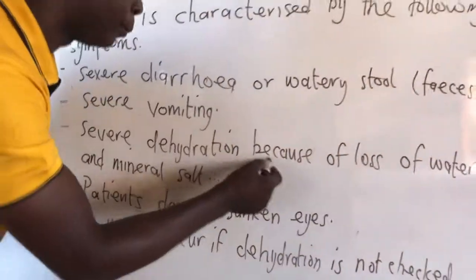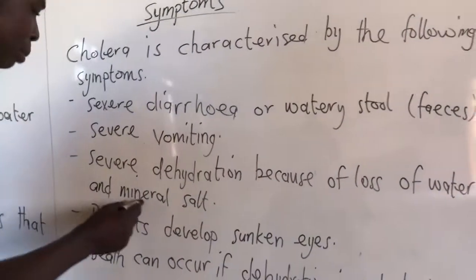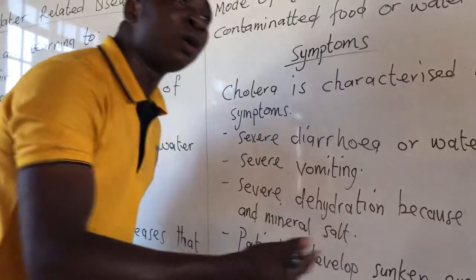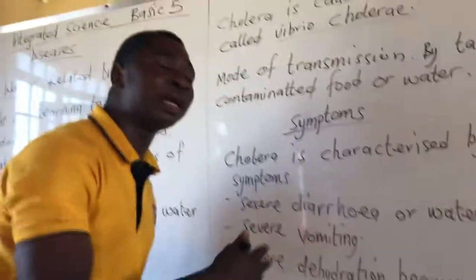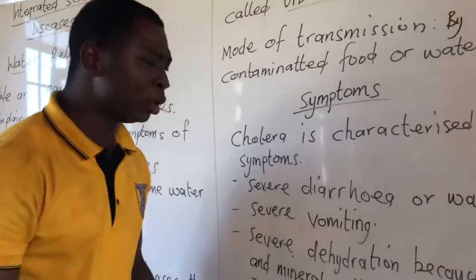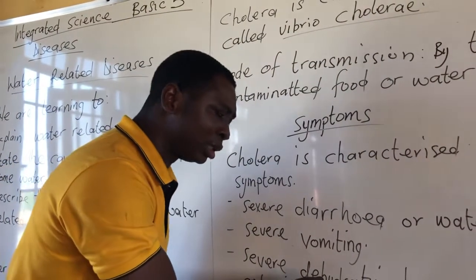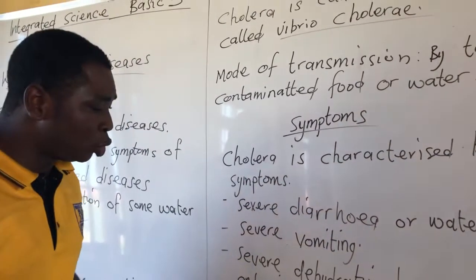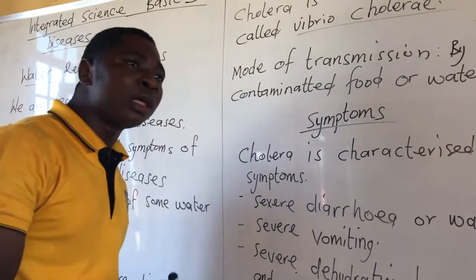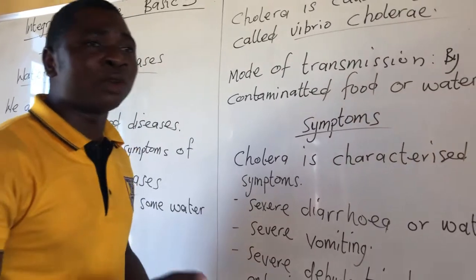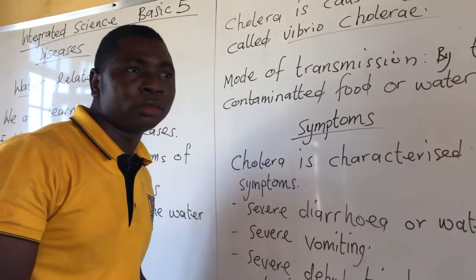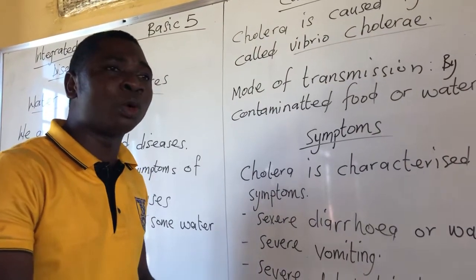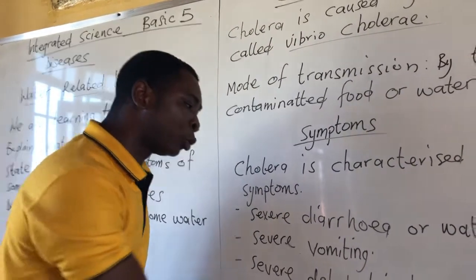Severe dehydration because of loss of water and mineral salt. When the person is vomiting, it's what? Water. When the person is giving out the watery stool, it's also water. So the person will be dehydrated. When it's happening that means the person is loss of water. So what do we have to do? We quickly find a way of getting more water for the person to drink. By doing that, you can do it at home by mixing some small salt in the water and you give to the person. That's what we call dehydration.